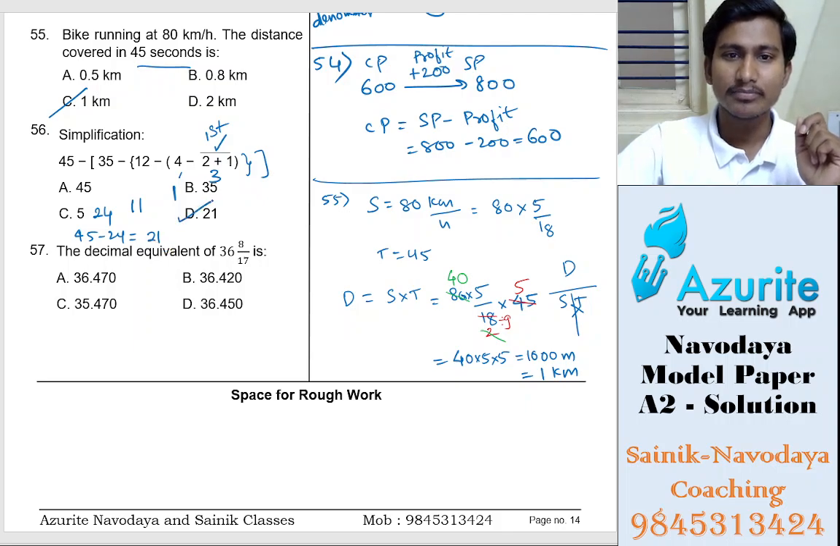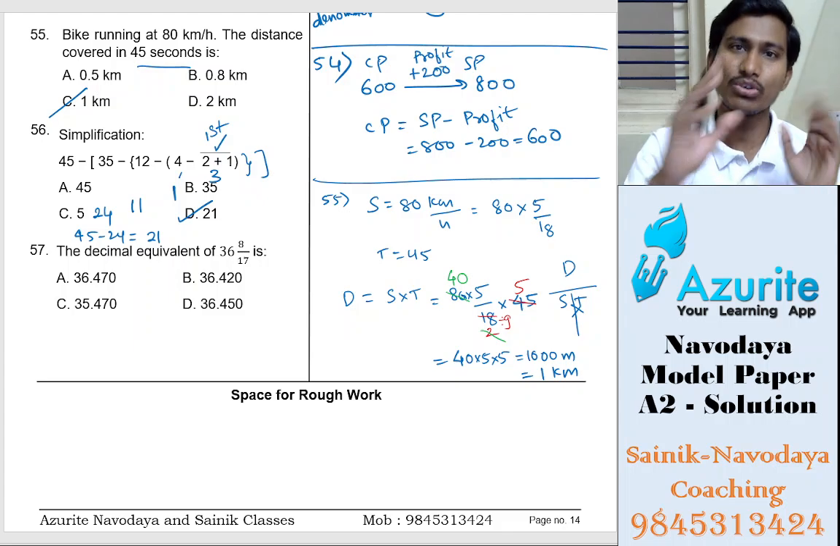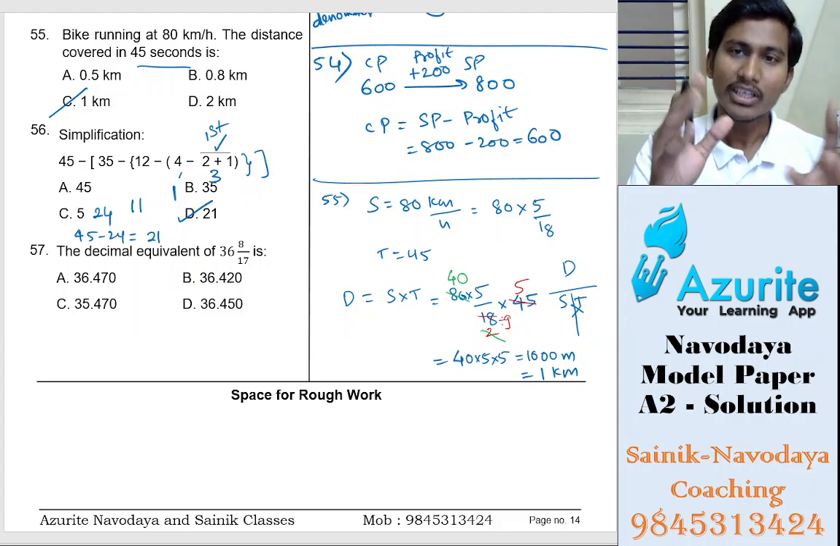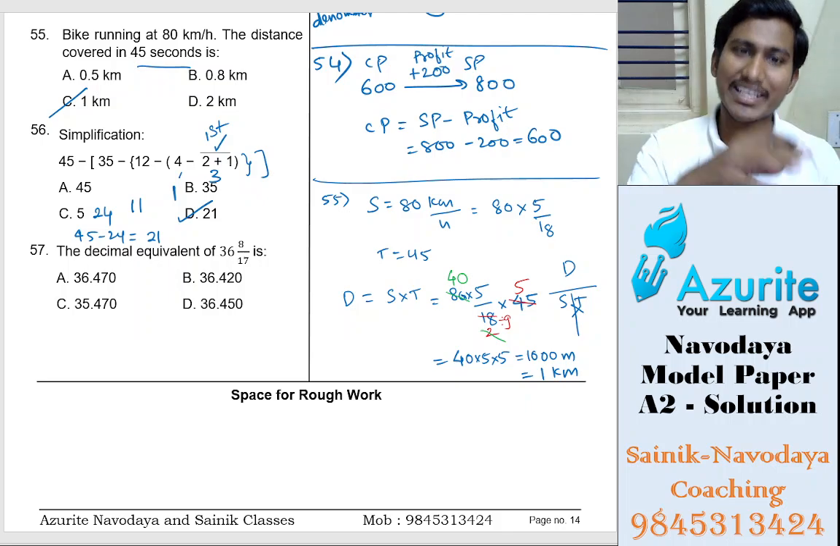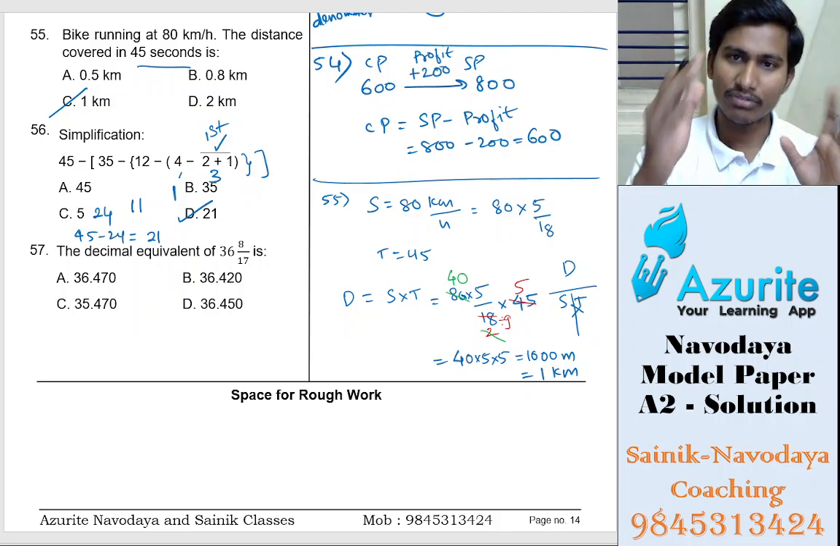The option is option D. So I have done it directly. This is how you have to do it in the exam without writing more. You have to write as little as possible, because time will be less. That is why we have to write less.